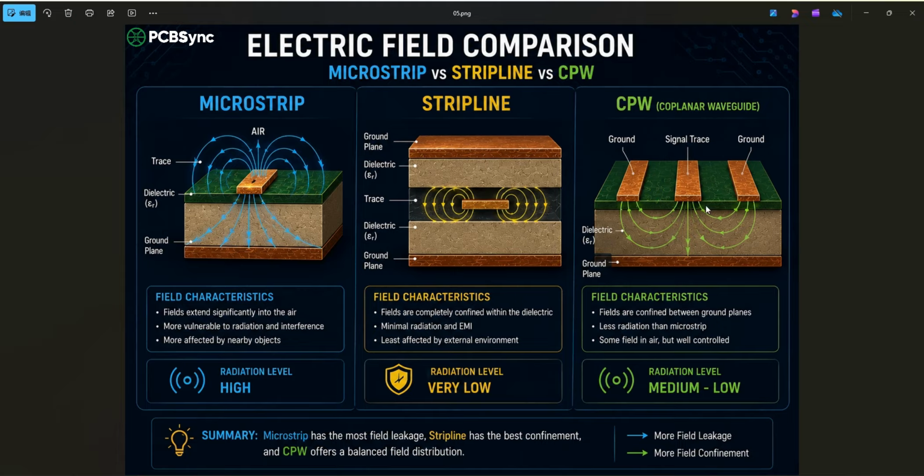As for the one in between, because it has ground planes on both sides, the electric field strength in the air is greatly limited. That's also why microstrip lines have higher radiation. Stripline has the lowest radiation, while coplanar waveguide strikes a balance between performance and practicality in many cases. What really matters isn't the trace itself, but what you're willing to accept.